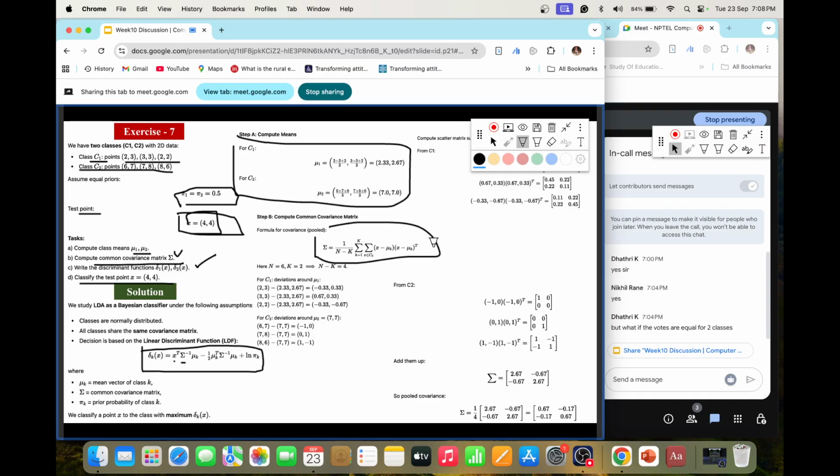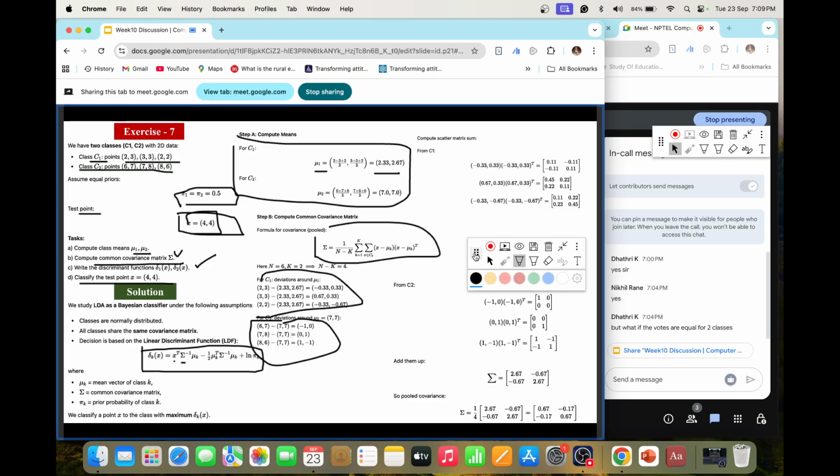That is (x minus μk) transpose. First you have to find x minus μk for all the points of C1. What is x? x is all the data points, like (2, 3), (3, 3) and (4, 2), (2, 2). And what is μk? μ1 is this, so x minus μ1 will be (2, 3) minus μ1, (3, 3) minus μ1, (2, 2) minus μ1. That is for all the points belonging to C1. Similarly, you do it for all the points belonging to C2.